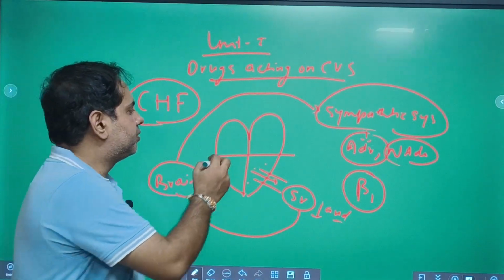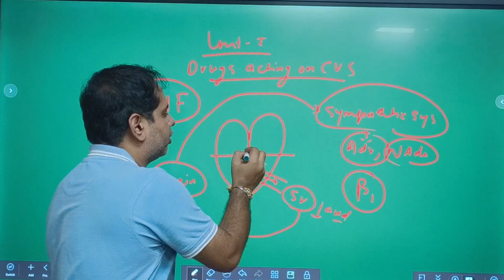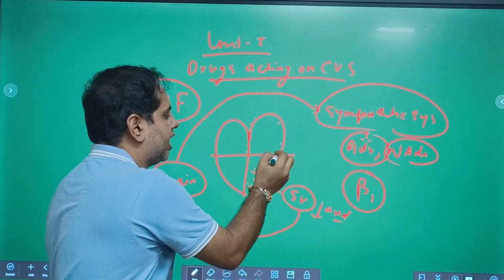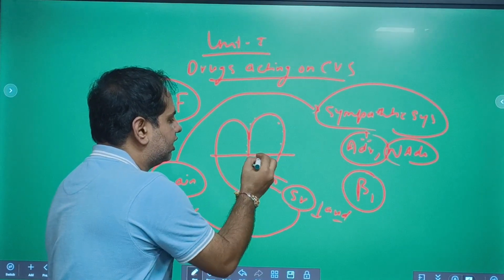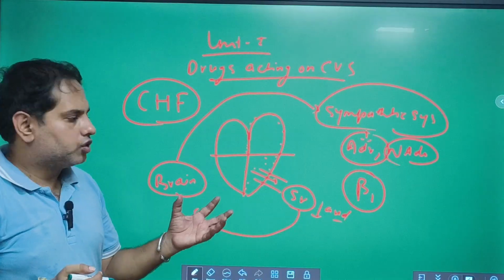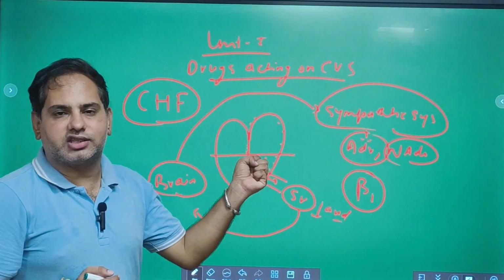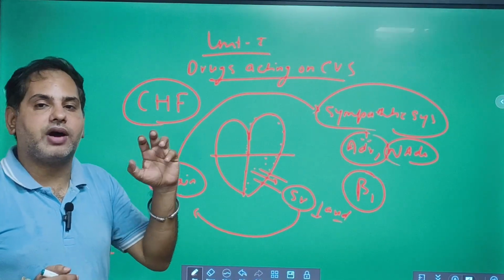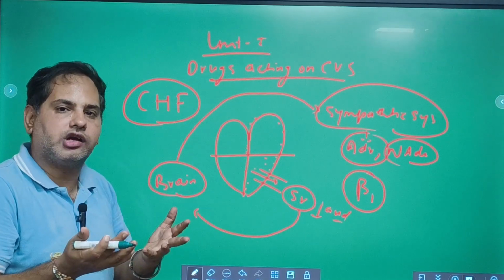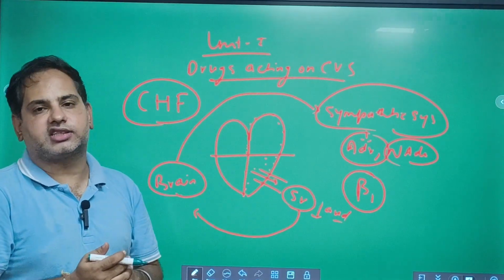So beta 1 receptors, if they act on the sinus, will result in tachycardia. If they act on the ventricles, they will increase the cardiac output, so your cardiac output will increase a little bit. This is one of the compensatory mechanisms by which the body is trying to increase the cardiac output, which is decreased in CHF patients.